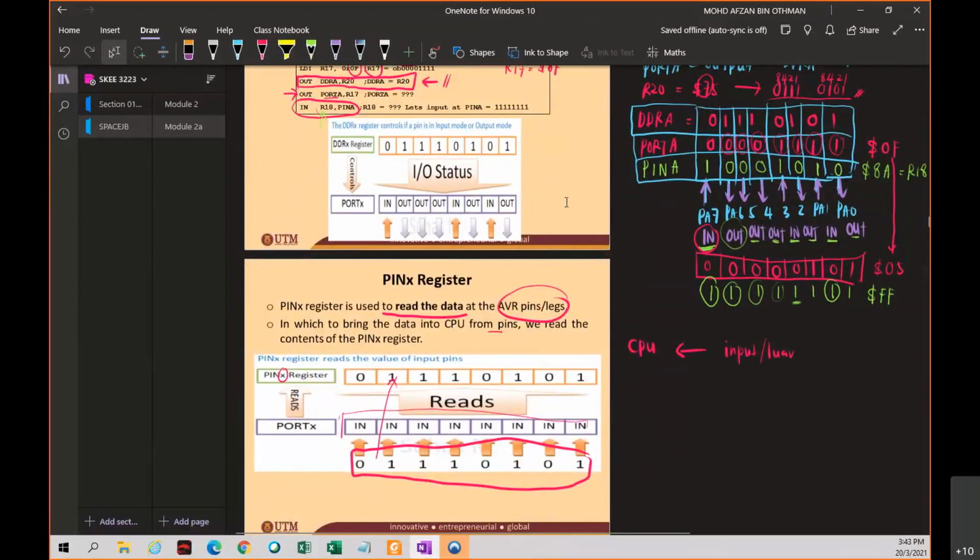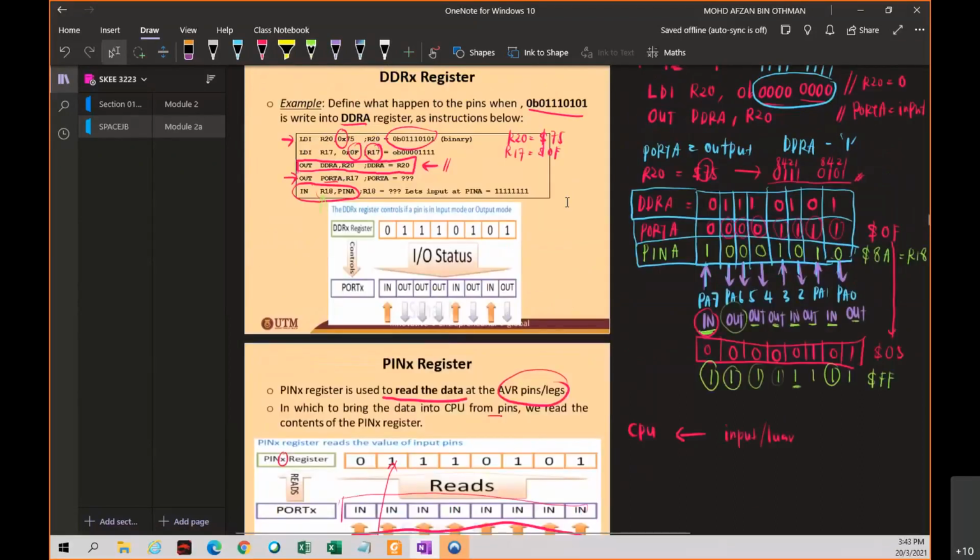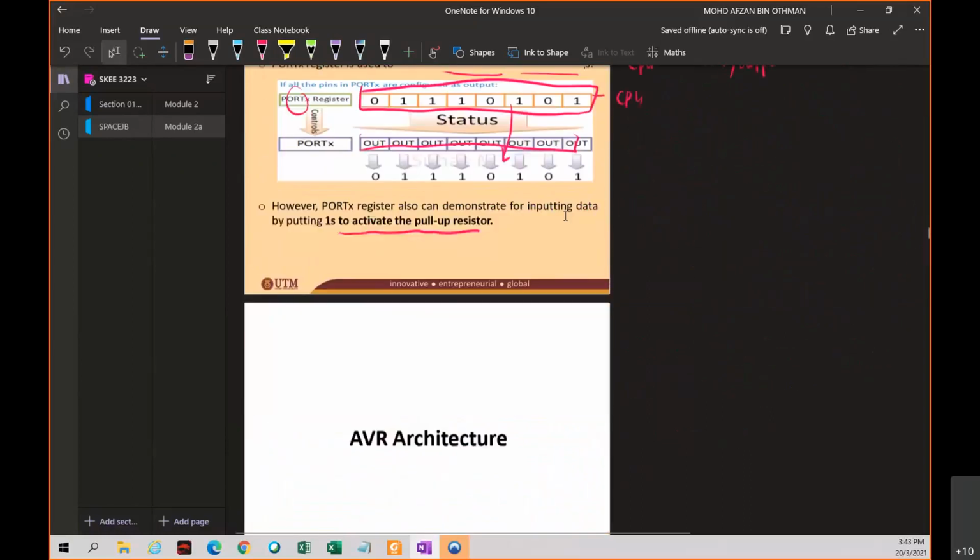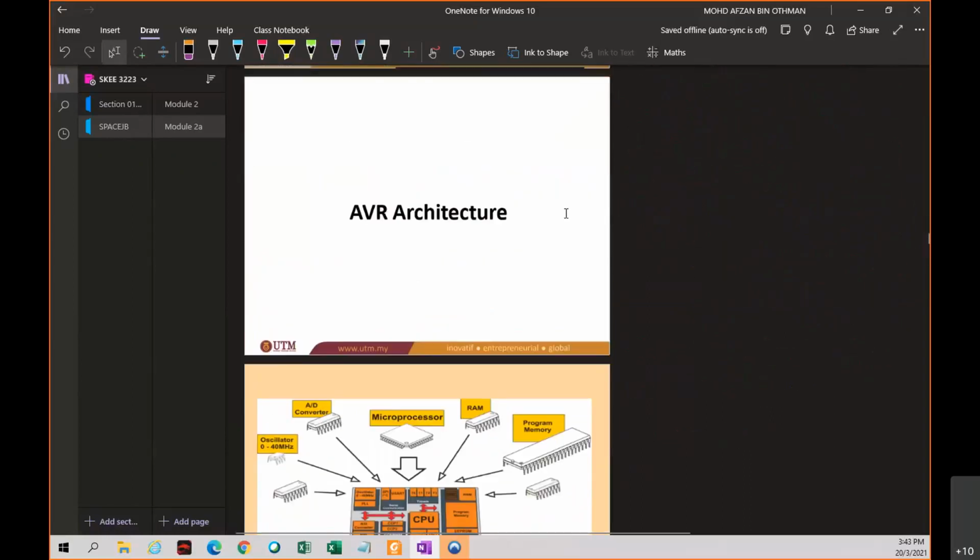Okay, if you're going to make all the port as an input ataupun output, ataupun kamu nak you are going to have the combination for input and output at the same time. Okay, ada soalan? Okay, if no question, next we go to the AVR architecture.